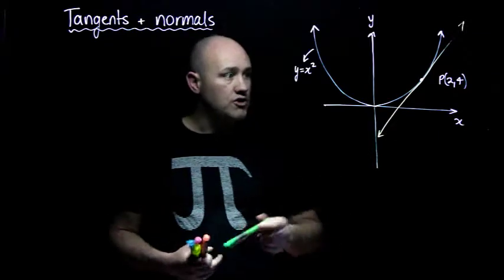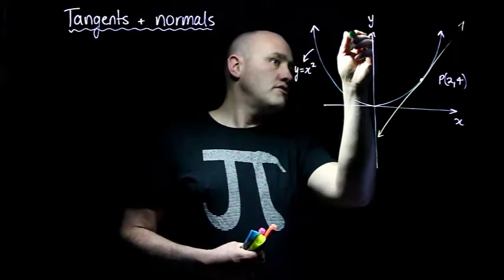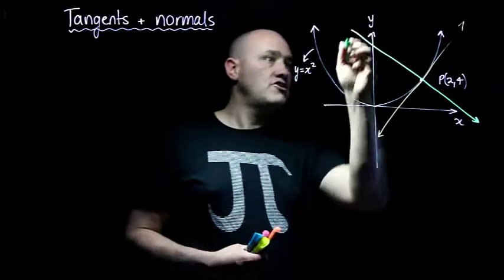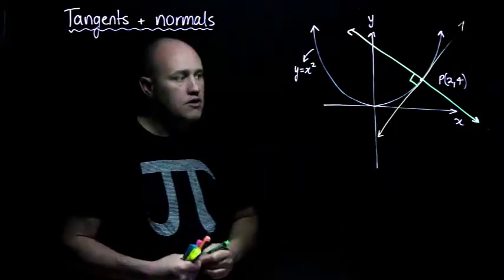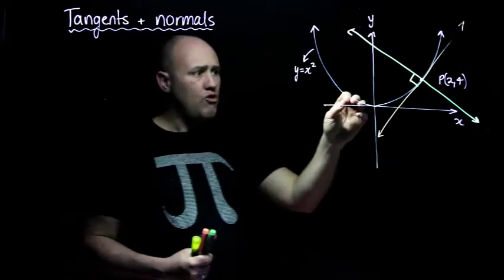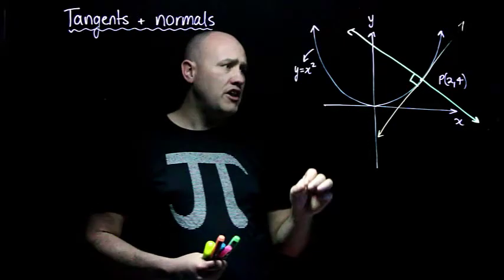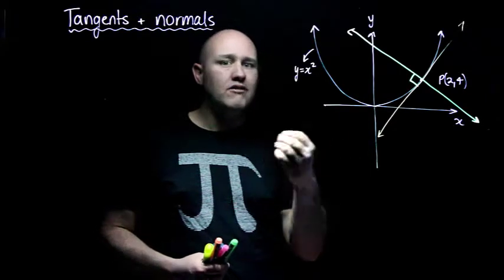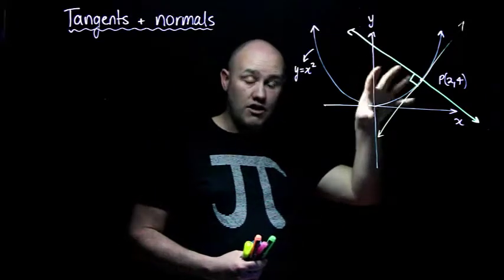A normal, which I'll do in green, is actually not even a curve, it's a normal line, and it is perpendicular to the tangent. Perpendicular means that it makes a right angle. So if you know the tangent, you can work out the gradient of a normal. But more importantly, you don't even need the tangent, because you can get the gradient of the tangent by finding the gradient of the curve at that point. And how do we find the gradient of the curve at that point? We differentiate. That's how we do it. So we can determine the gradient of either of these.